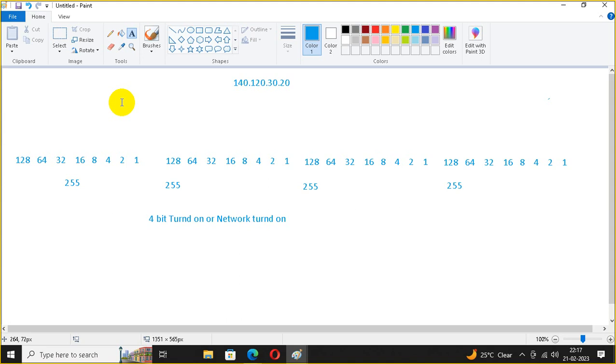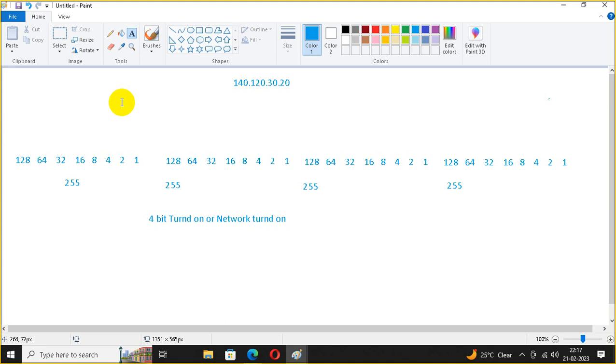who is the inventor of IP? IANA, the Internet Assigned Numbers Authority. They developed the IP address. It's a US-based concern. They developed the IP address for communication. Clear?